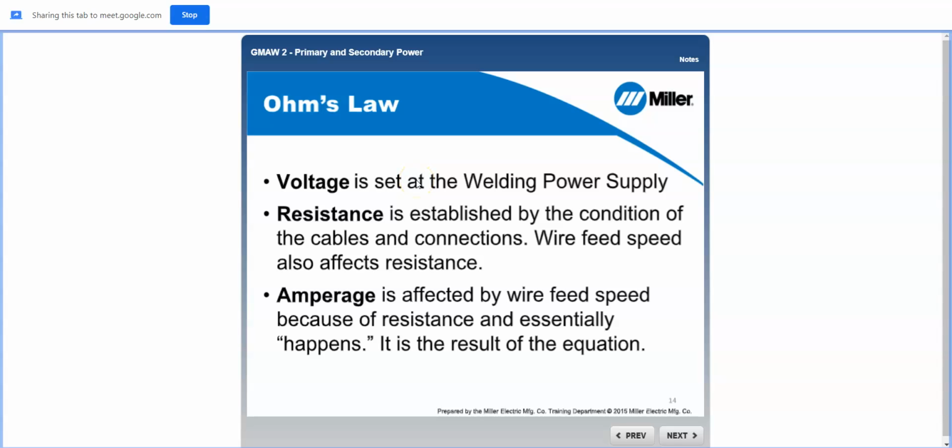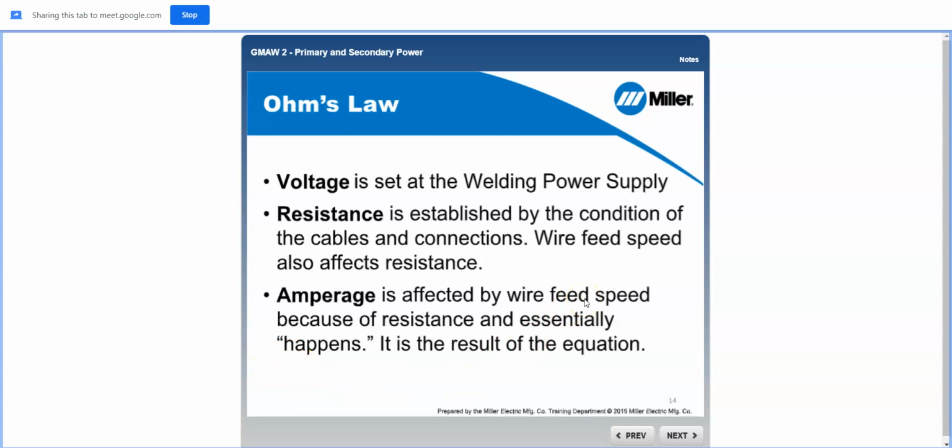Resistance is then going to be determined by the condition of the machine, the condition of the clamps, what we're clamped to, how good our ground clamp is, and also our wire feed speed. Amperage is affected by wire feed speed because of resistance. It is a result of the equation.